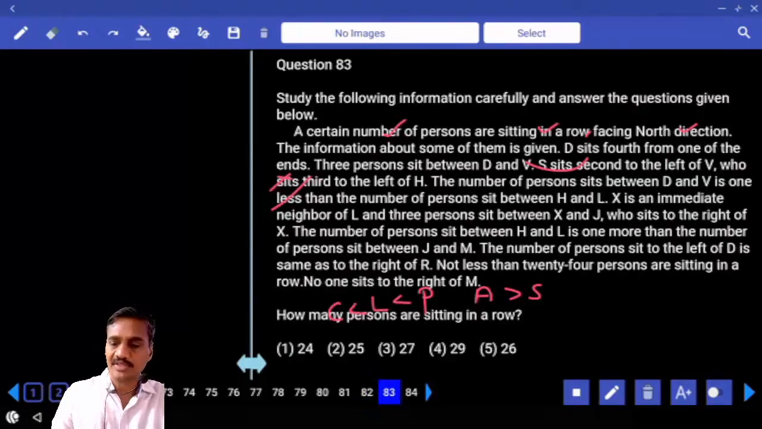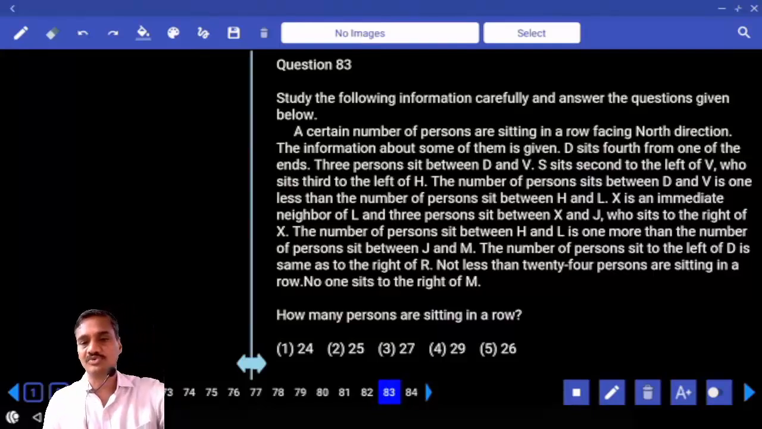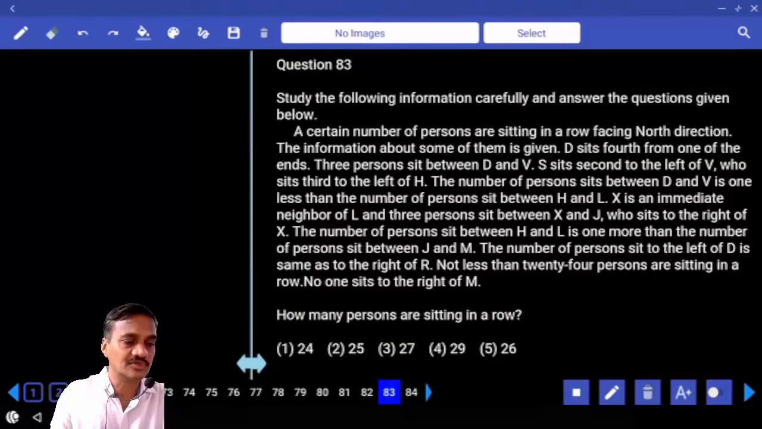Then next one, 83. A certain number of persons are seated in a row facing towards north. And all the persons are facing towards north here.